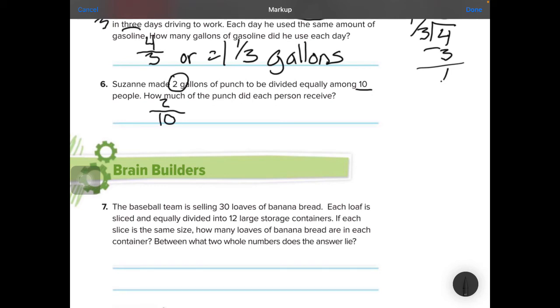Now, you don't have to figure this out and be super complicated. You just need to simplify. Now, when you simplify fractions, you look at it and go, they're both even, so let's divide them in half. So 2 will go into 2 once, 2 will go into 10 5 times. And I don't think we can get it any simpler than that. So we're going to say 1/5 of a gallon.